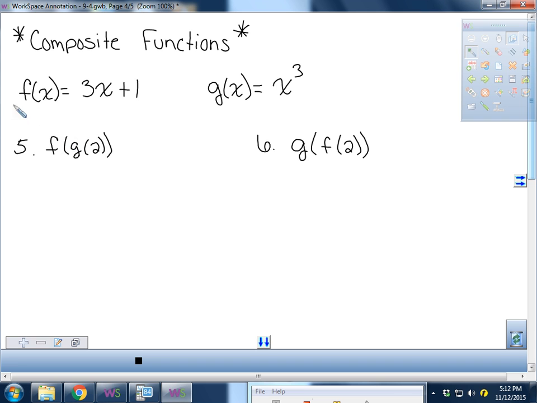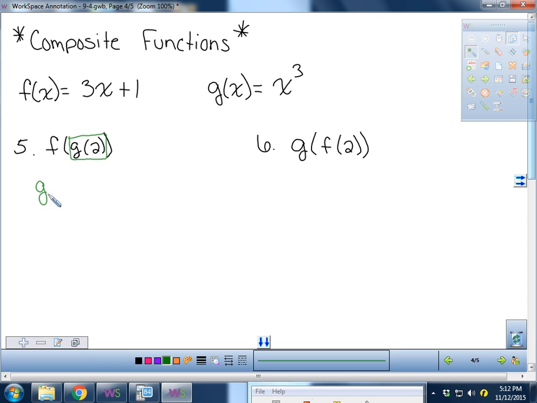So again, I've given you a fresh f of x and a fresh g of x to work these problems. All right? So we're going to start with something basic. You always work from the inside out. Okay? So these are not hard, but if you don't pay attention, they're a little bit weird. Okay? So the very first thing I'm going to do is this g of 2. That is on the inside. Okay?